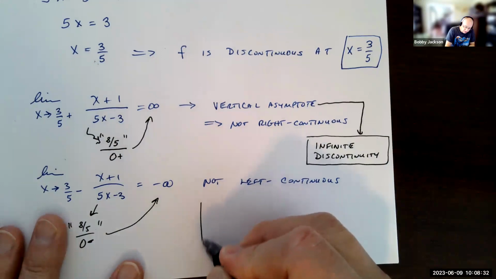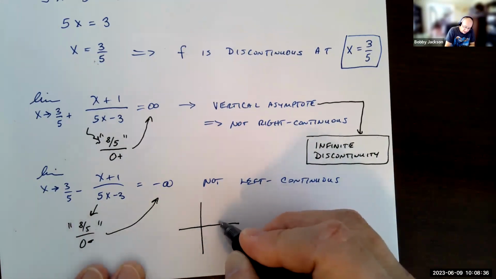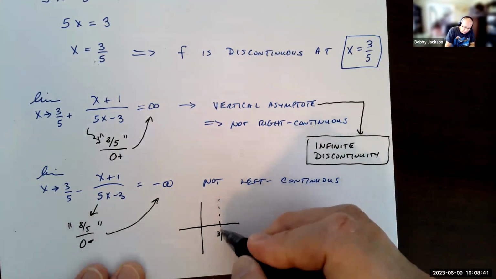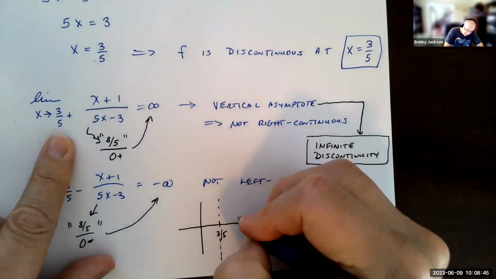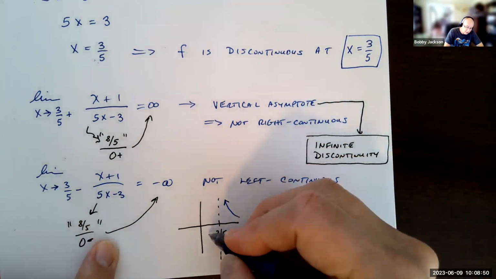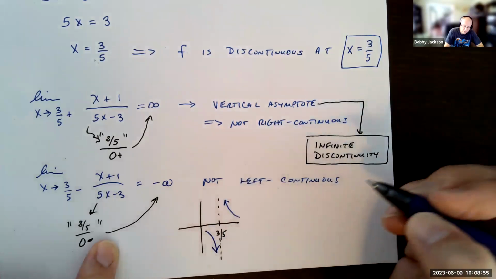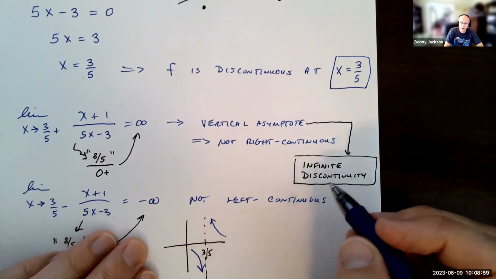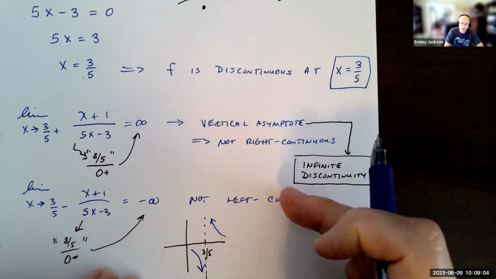Basically the graph of this function looks something like this at 3/5. All right, we have a vertical asymptote. I'll just do that as a dashed line. And as we're approaching 3/5 from the positive side, we're going to positive infinity. As we approach 3/5 from the negative side, we're going to negative infinity. So that's basically what the graph's behavior is there. So yeah, infinite discontinuity, it is neither right continuous nor left continuous.